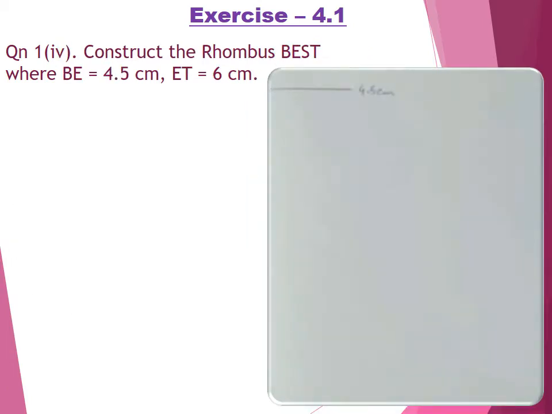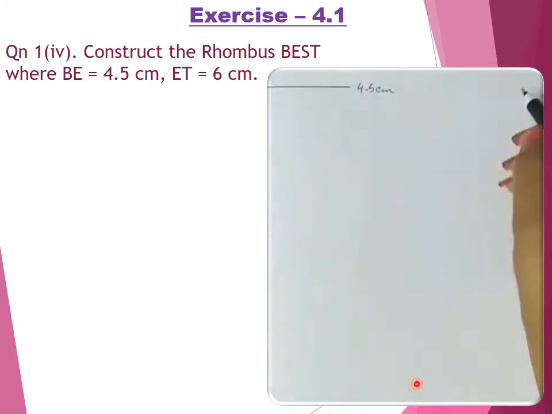Exercise 4.1, question number 1-4. According to the question, we have to construct a quadrilateral, or rather a rhombus BEST, whose length of one side is given as 4.5 centimeter and the length of the diagonal is given as 6 centimeter. Let us first draw the rough diagram of the rhombus.